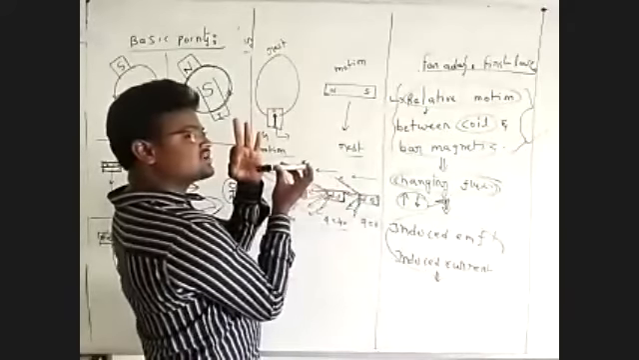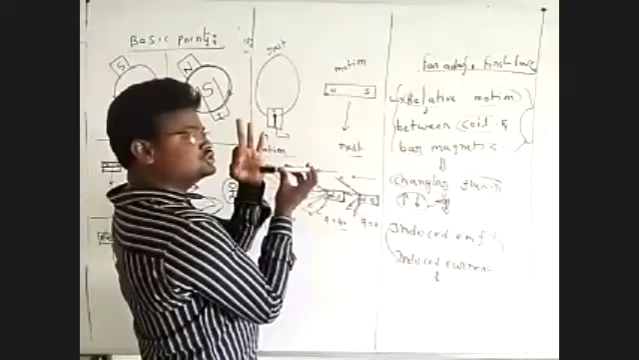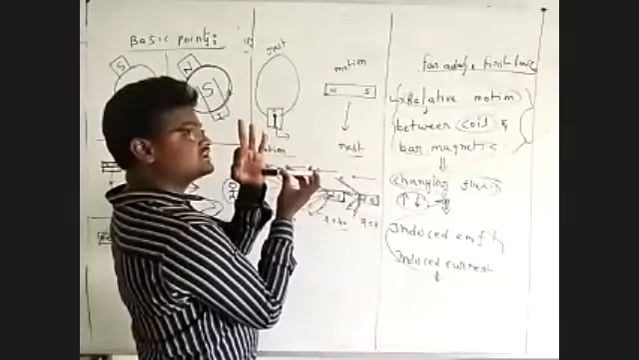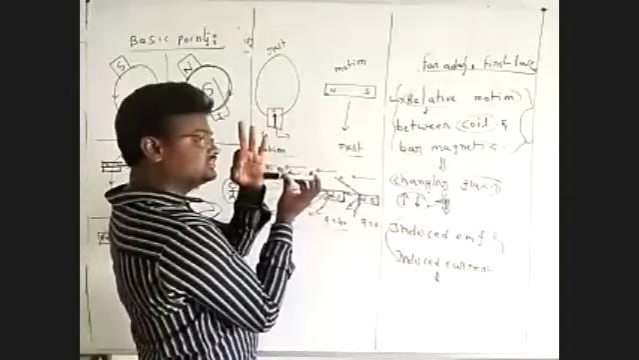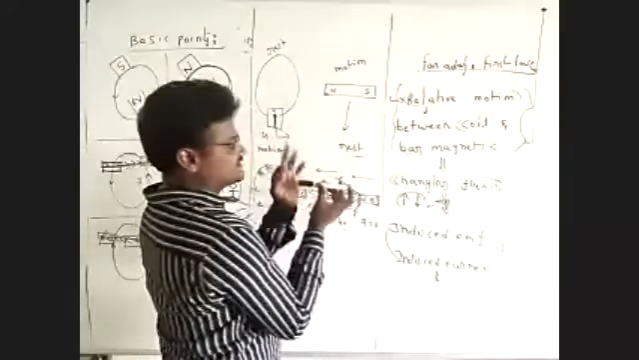Bar magnet is moving towards the coil. Bar magnet is very near to the coil. So many magnetic flux lines are linked with the coil. That means increasing magnetic flux lines are linked with the coil. That means change in flux.